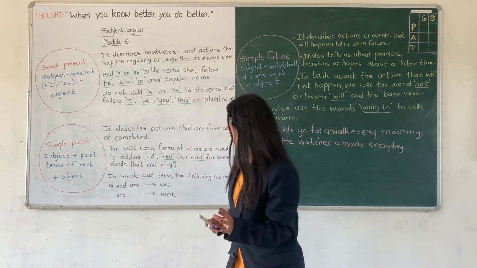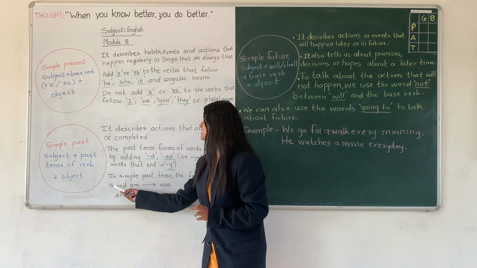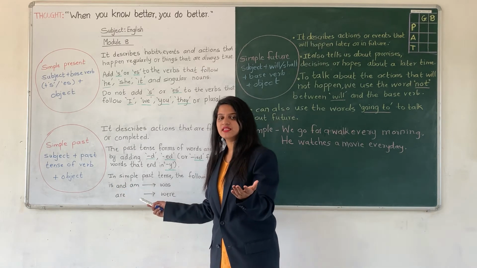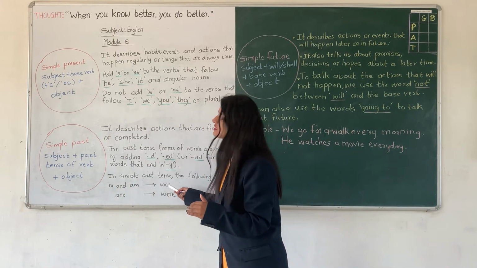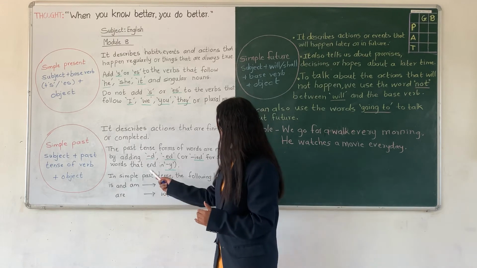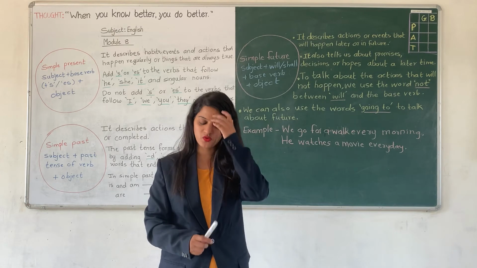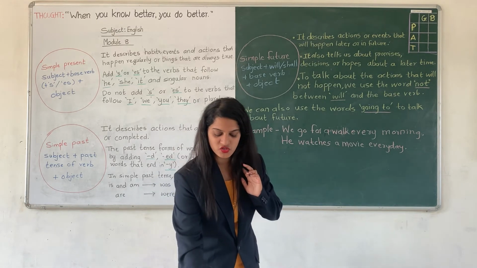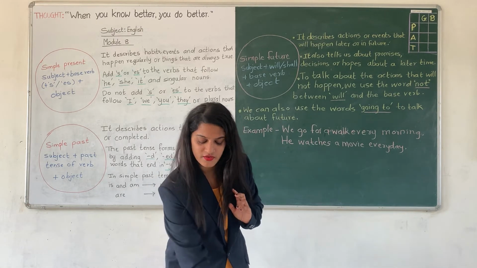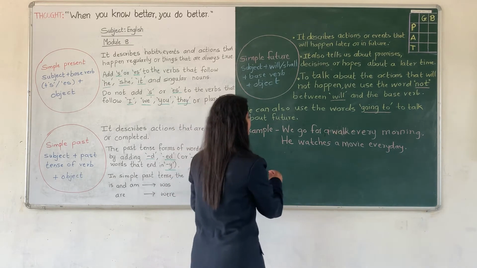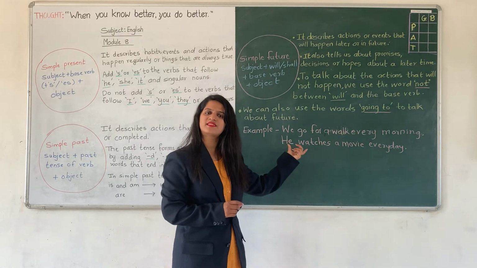Okay. So if it is is and am in the present tense, then it will become was in past tense. And if it is are, then it will become were in past tense. Okay. Now my dear children, let us write some examples. Like we will take this example itself.